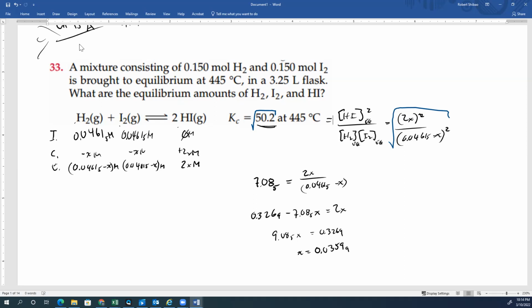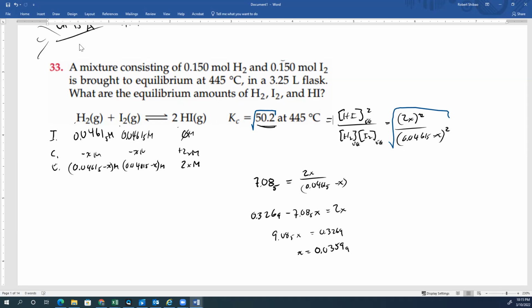Then I want the equilibrium amounts. What I'm going to get is the equilibrium concentration. I could have saved time if I did this by moles, because I have the volume and I multiply it on the top and the bottom by equal factors here. But in this case, I have an extra step I have to do.